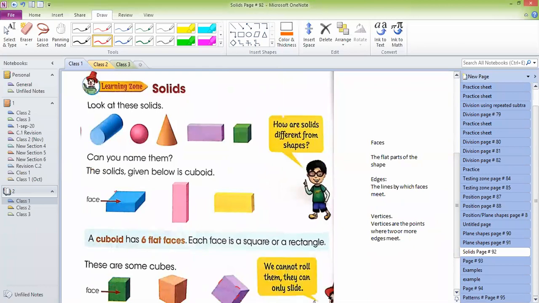Look, this is edge 1. This is the line by which the top face is meeting the left face and the bottom face. This is another line by which this face is meeting this face, right? So this is another edge. This is another edge. This is another edge. These all are edges.